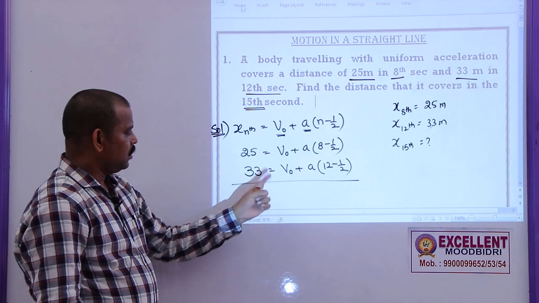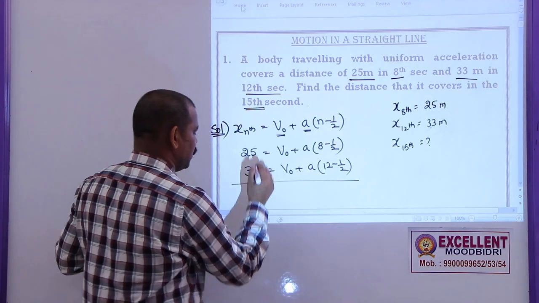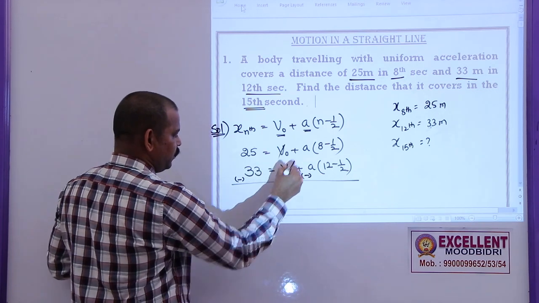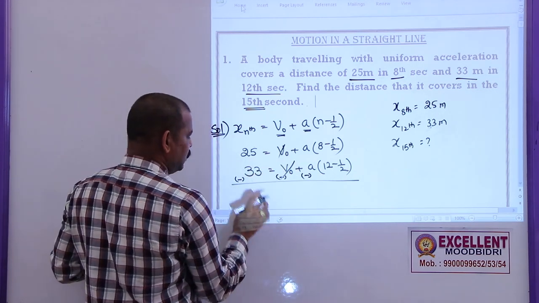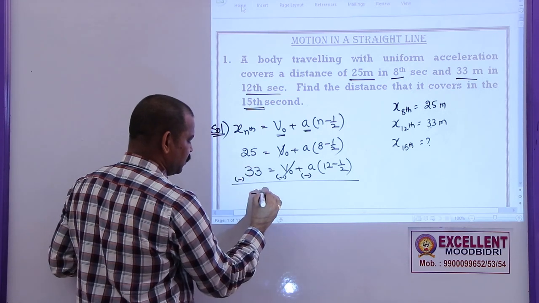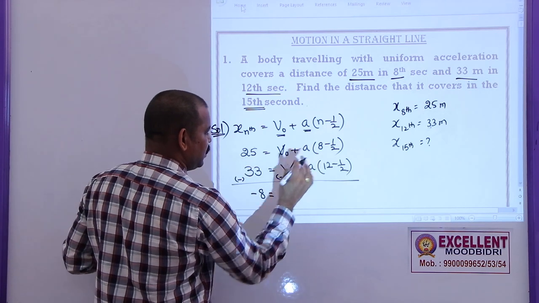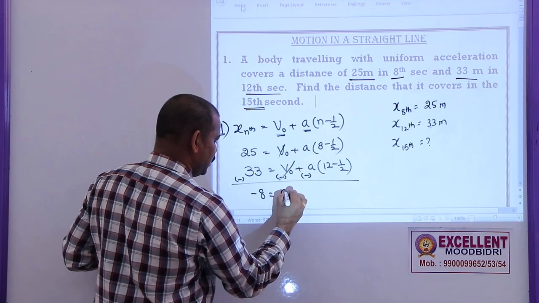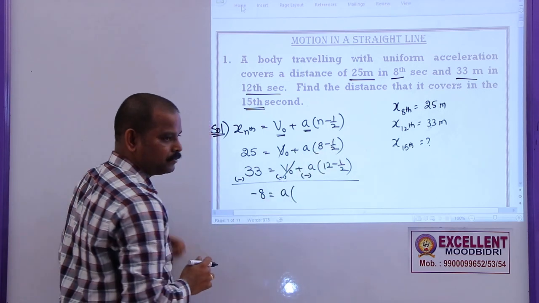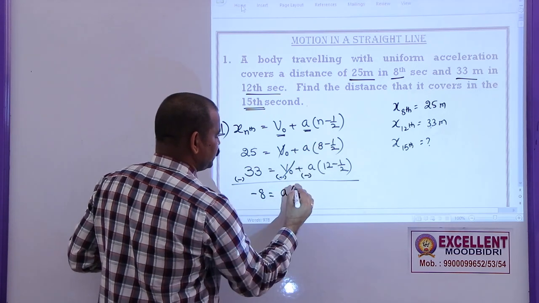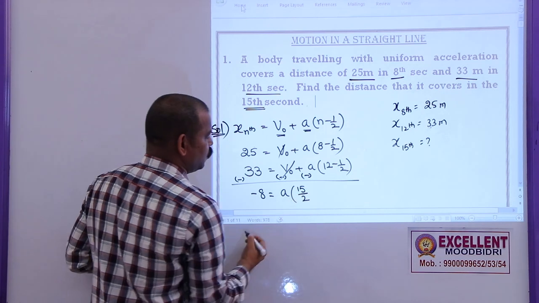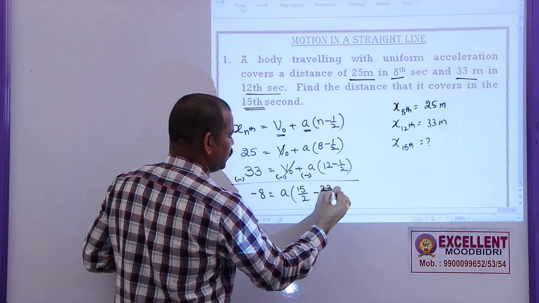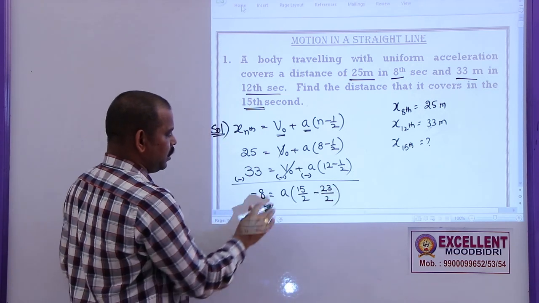Now, you can see V naught in both, both are positive. Now, subtract these two equations. V naught minus V naught gets cancelled. This is 25 minus 33, which is equal to minus 8. Here A is common, so you can write this minus this, that is A into 8 minus half, that is 15 by 2, minus 12 minus half, that is 23 by 2. So, here I got this value.